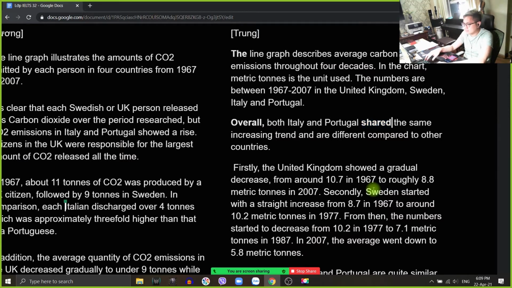Share the same. What is same? It's similar. Share a similar increasing trend. Nó chia sẻ cùng một cái xu hướng gia tăng. Nó chia sẻ cùng một là a này, cái xu hướng gia tăng. It share a similar increasing trend.